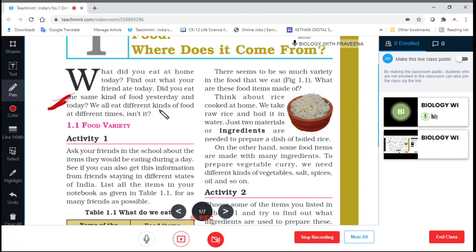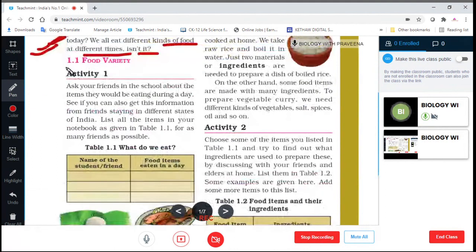We all eat different kinds of food at different times, isn't it? We will not be eating the same kind of food yesterday and today, right? So we will be seeing 1.1 Food variety. Activity 1. Ask your friend in school about the items they eat during a day.